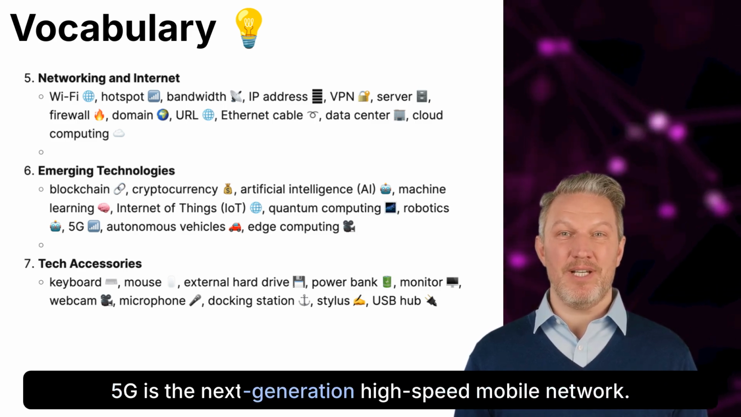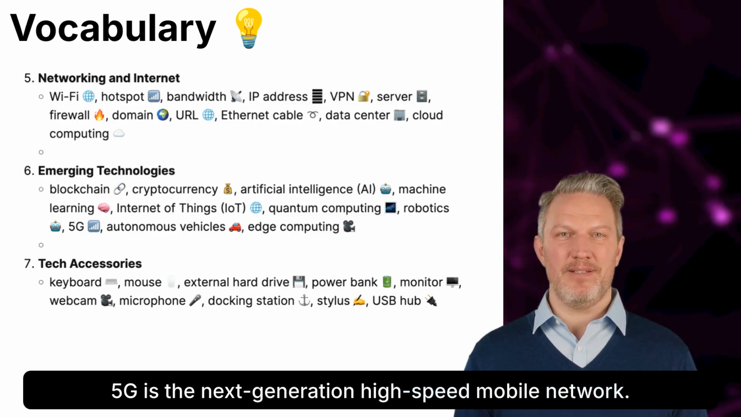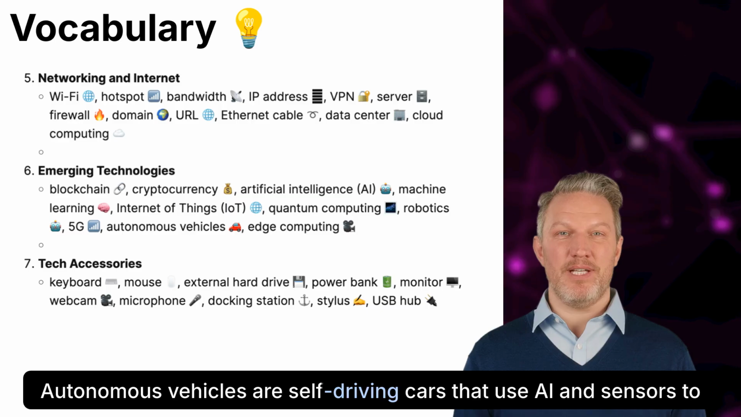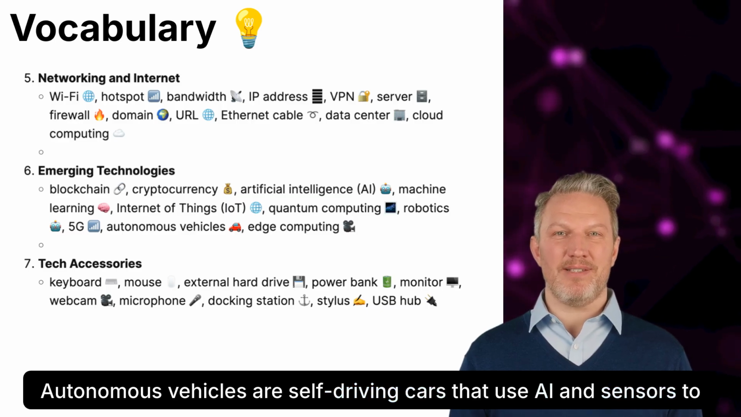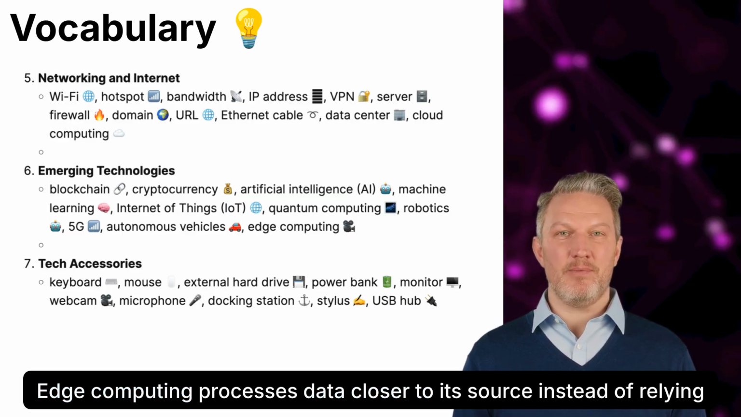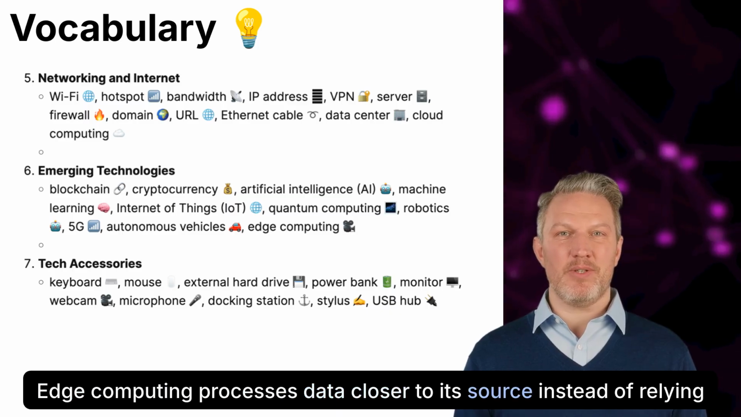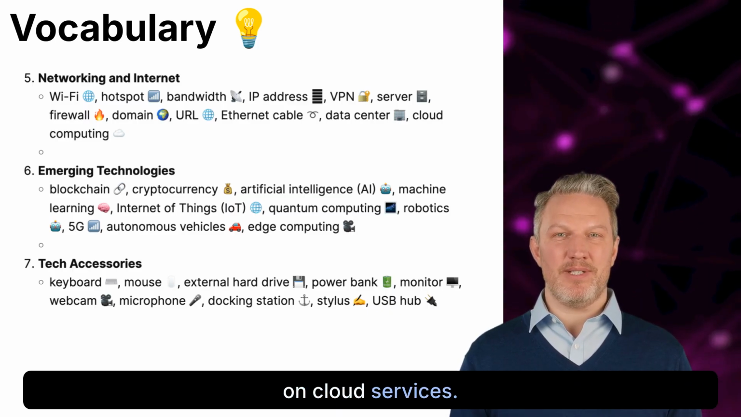5G is the next-generation high-speed mobile network. Autonomous vehicles are self-driving cars that use AI and sensors to navigate. Edge computing processes data closer to its source instead of relying on cloud services.